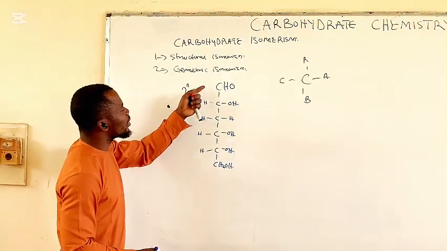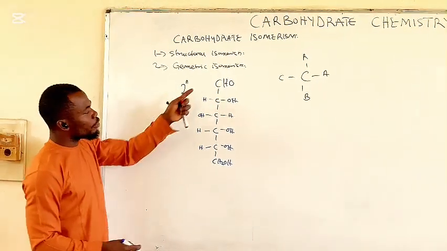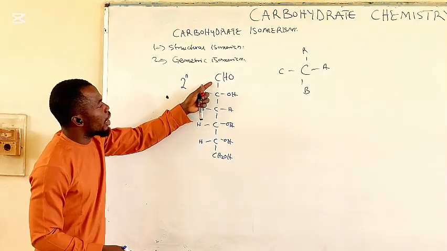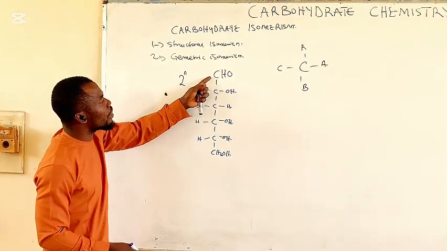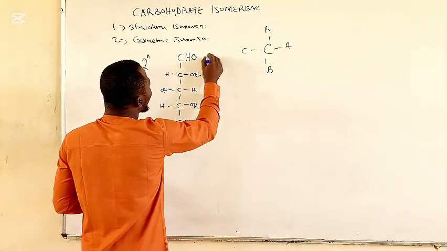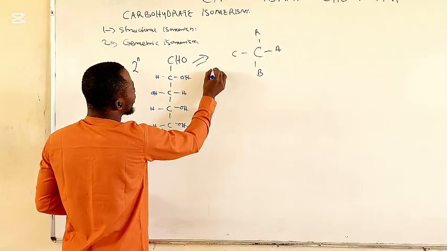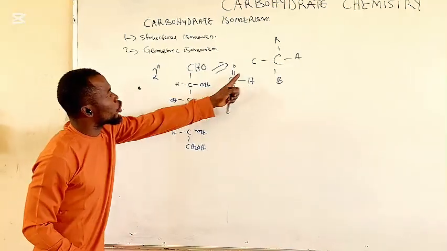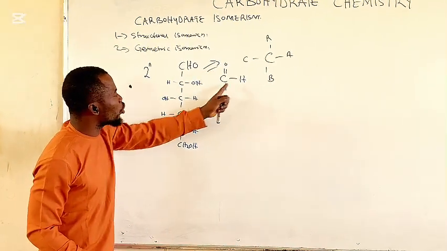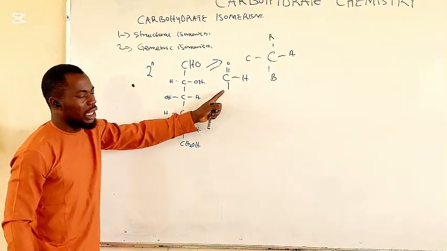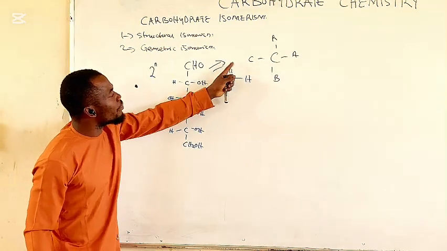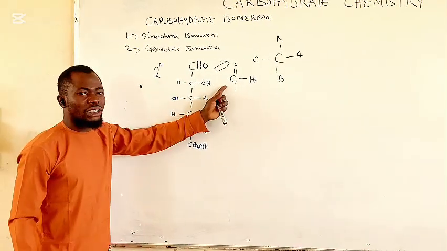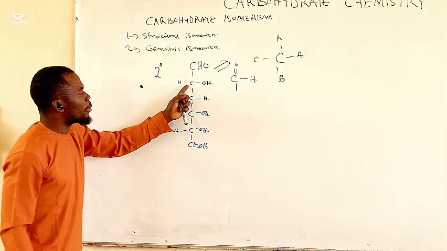If we are to count the asymmetric carbons here, look at carbon number 1. Carbon number 1 is not an asymmetric carbon because it does not have four different groups attached to it. If we expand it, this is the structure of carbon number 1, CHO: a double bond to O, with hydrogen, then the bond attaching it to another carbon. Since it does not have four different groups attached to it, carbon number 1 is not an asymmetric carbon. Now let's come to carbon number 2.